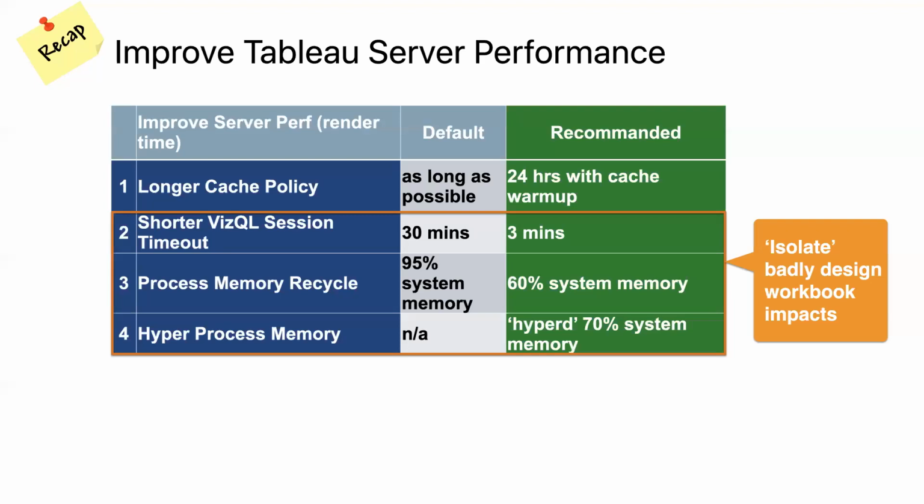So basically, other than number 1, the remaining 2, 3, 4, the main purpose is to isolate or localize the impact of badly designed workbooks, make them less impactful to the others. Pretty much that's the whole intent. Isolate those, either by killing them or just recycling one small piece of the process versus impacting the whole server.